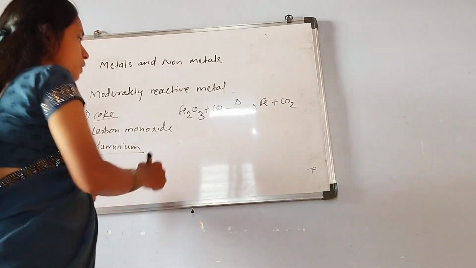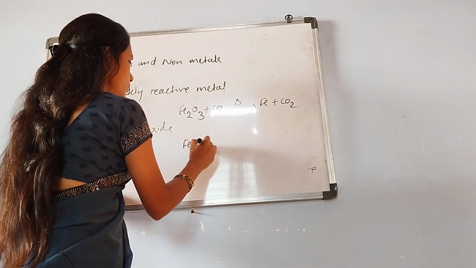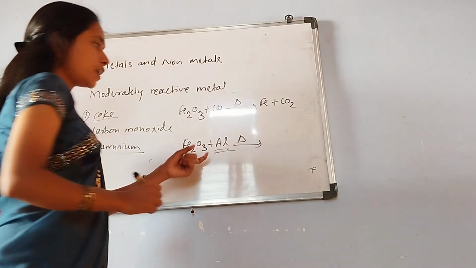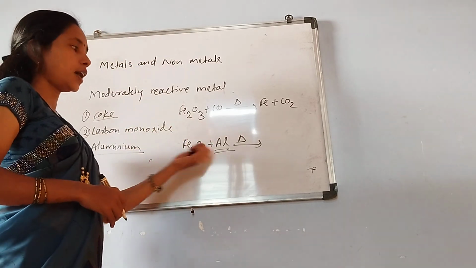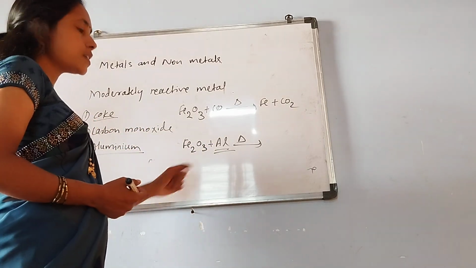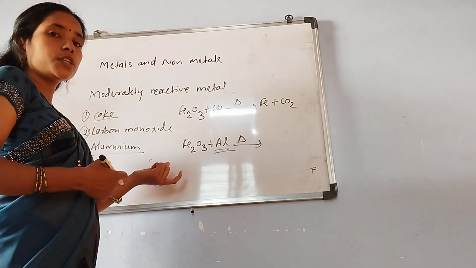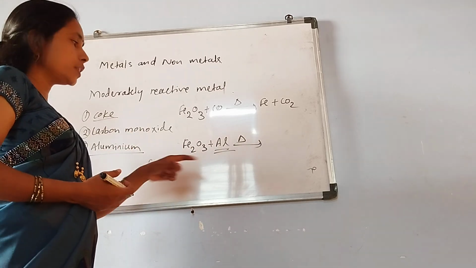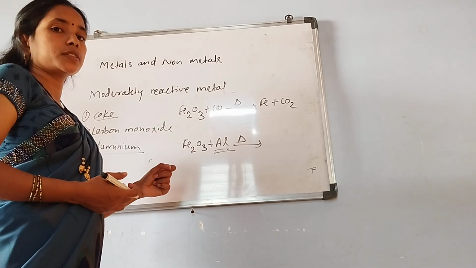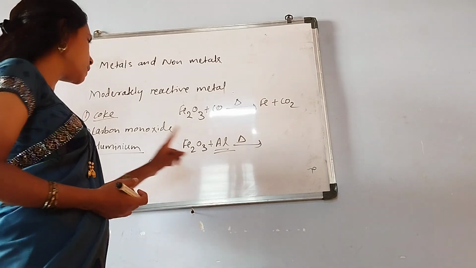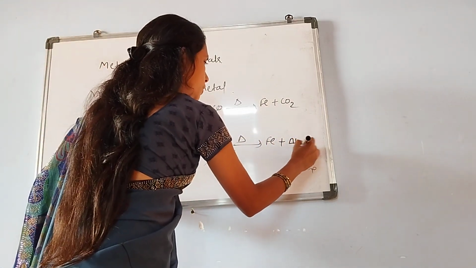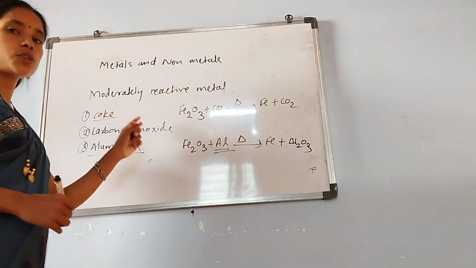Now we are using aluminium as the third reducing agent. Fe2O3 plus aluminium. Why are we using only aluminium? There are other metals which are more reactive than aluminium, like sodium and potassium, but we still use aluminium. The reason is that it is less expensive and it is easier to extract from the concentrated ore. Aluminium is abundant in the earth's crust. That is the reason we use aluminium as a reducing agent. So now we get Fe plus Al2O3. So this is about the reduction of metal oxide to metals.